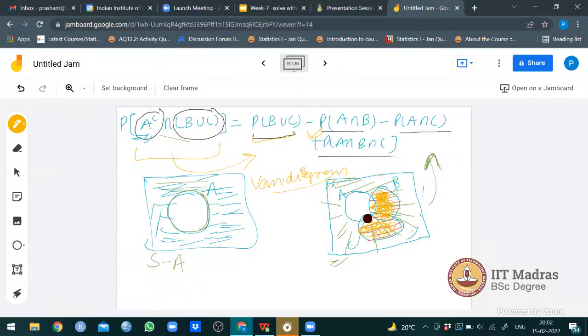Again, A intersection C we are not considering, that's why it will also be subtracted. Plus A intersection B intersection C, we have to add one time, because this area has been subtracted 2 times. It is already subtracted when you subtract this area and this area. That's why we have to add it one time. I am clear, sir.